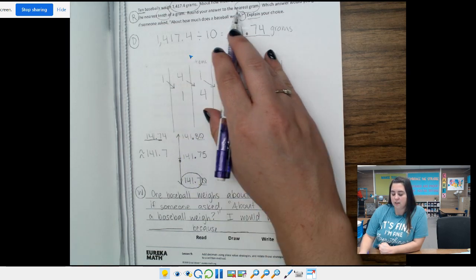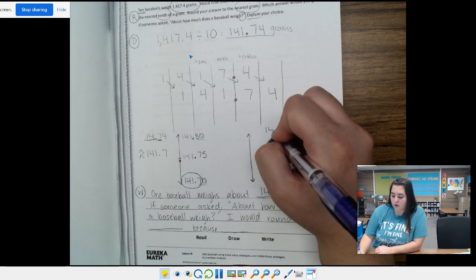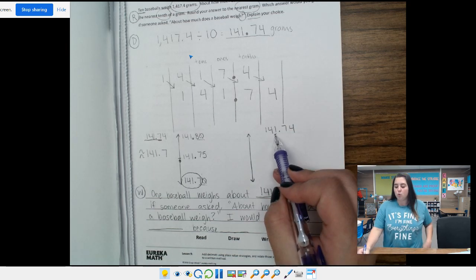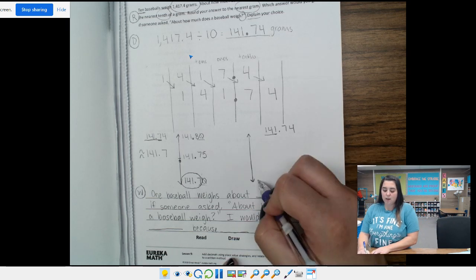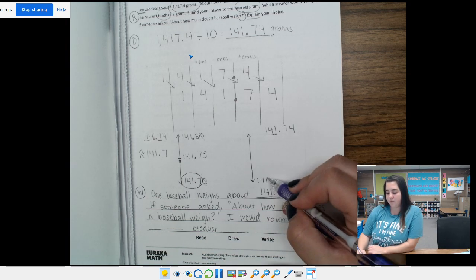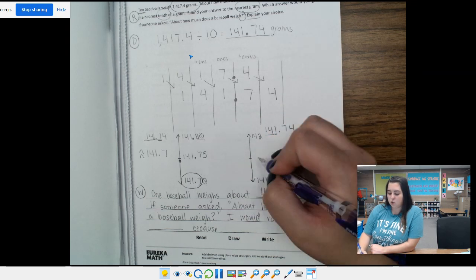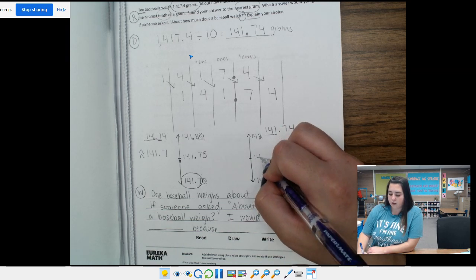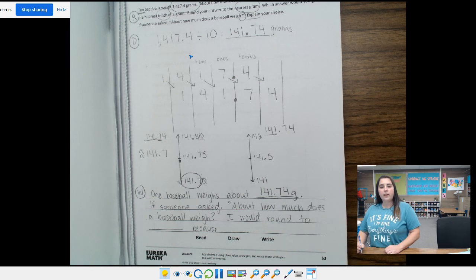Last part, round to the nearest gram. So same number, 141.74. Rounding to the nearest gram is just rounding to the nearest 1. You don't want any decimals. So it's either going to be 141. What's more than 141? 142. And what's in between 141 and 142? 141 and a half. So add my 5 and a half.